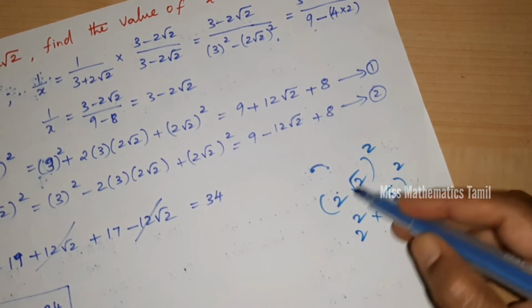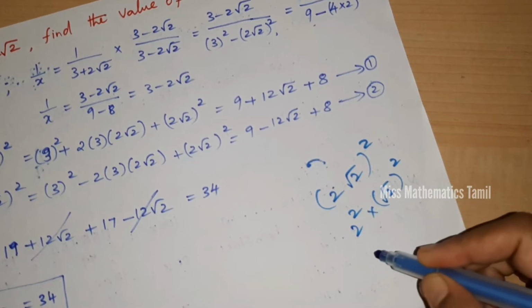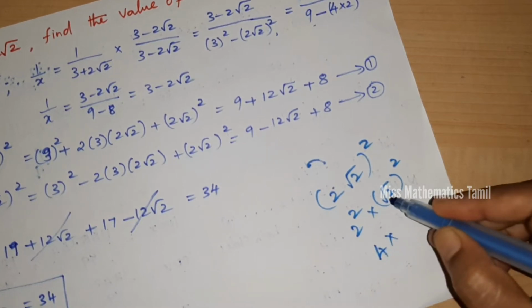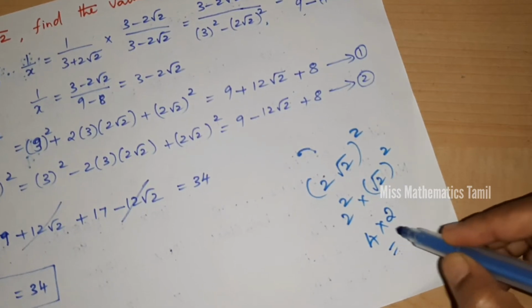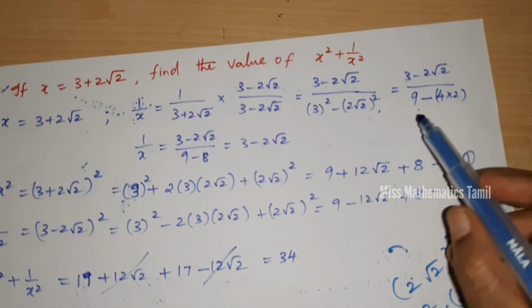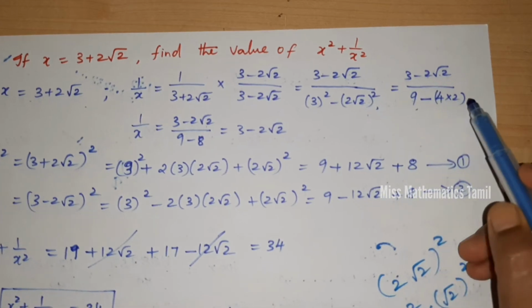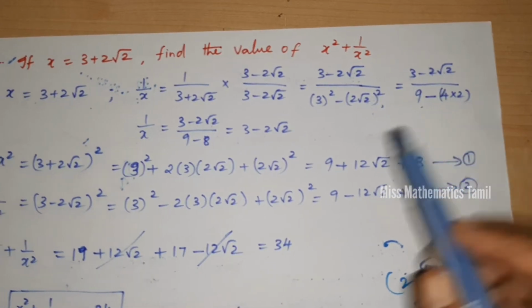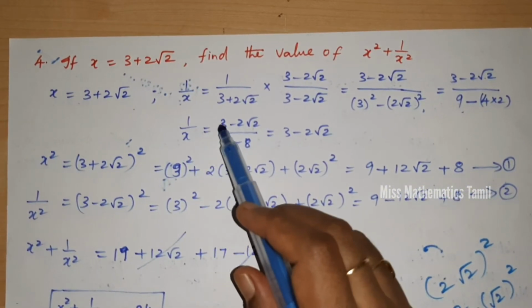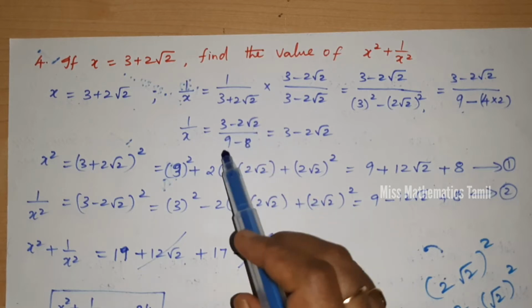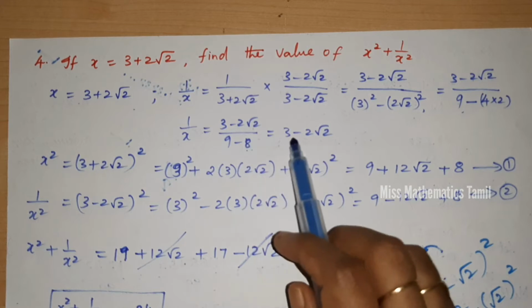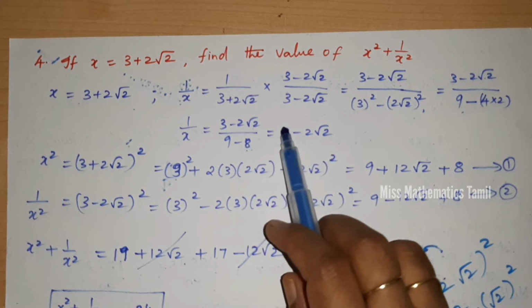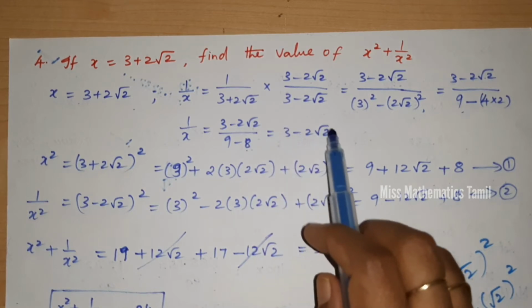This square is common for both. Okay, 2 square is equal to what? 4 into, here root 2 into root 2, 2 only. So that 4 into 2, 8. Okay, so 2 root 2 the whole square is 8. So 1 by x is equal to 3 minus 2 root 2 divided by 9 minus 8, which is equal to, in the denominator, 1 only. So I didn't mention it here. Directly I wrote 3 minus 2 root 2.